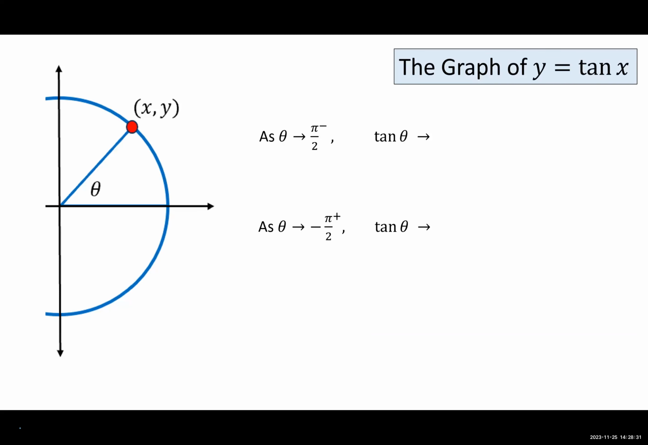Okay, so what we have here is just the right half, or the right hemisphere, of the unit circle. Now, as the angle approaches pi over 2, remember this is an angle of pi over 2, as the angle approaches pi over 2 from the left, think about this red point as getting closer and closer to the y-axis.